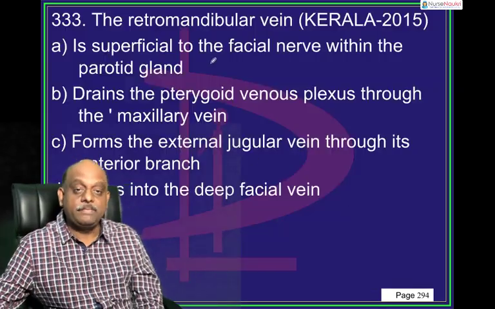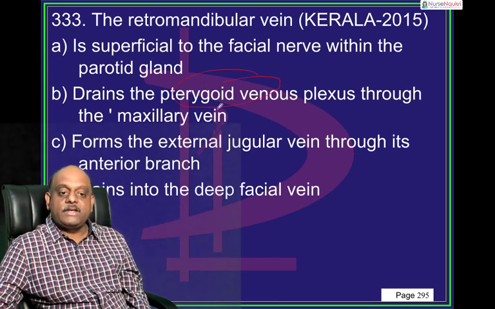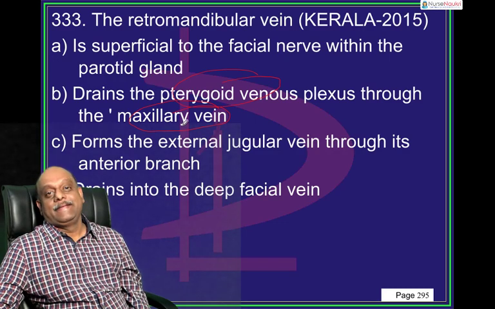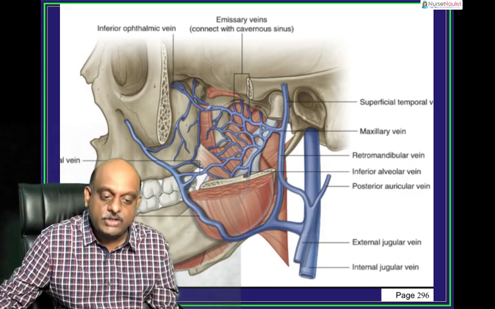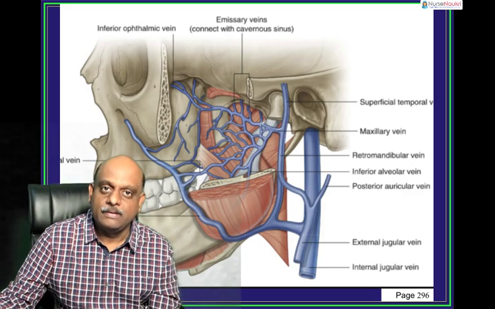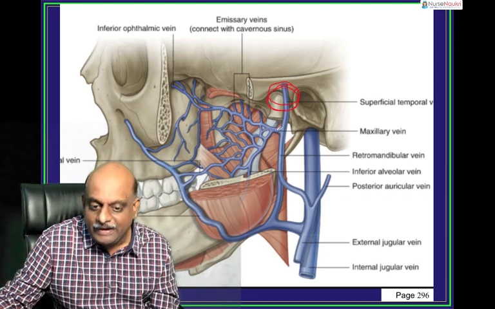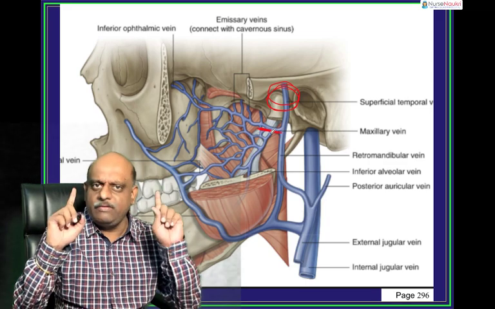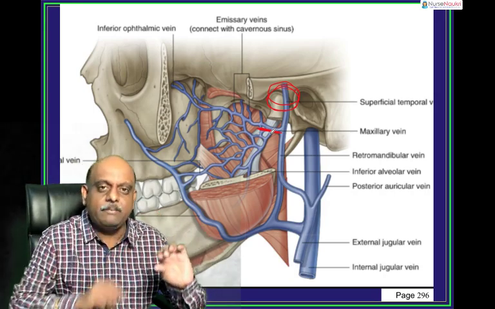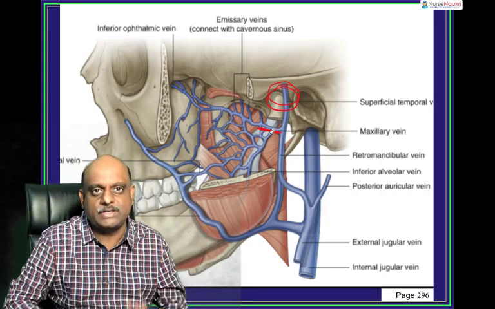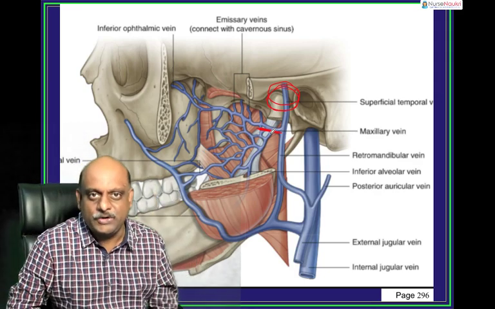Very important. The retromandibular vein, it drains into pterygoid plexus through the maxillary vein. That is the retromandibular vein. So you should be quite sure on this anatomical perspective. This is the superficial temporal vein and this is the maxillary vein. Even आपको external carotid लिए तो भी आपको maxillary artery है, superficial temporal artery है, दोनों terminal branches of the external carotid artery. Right?